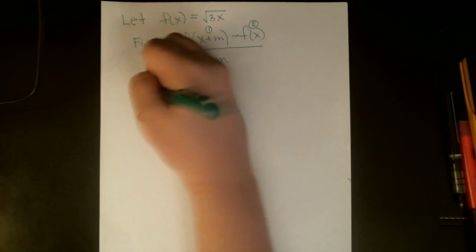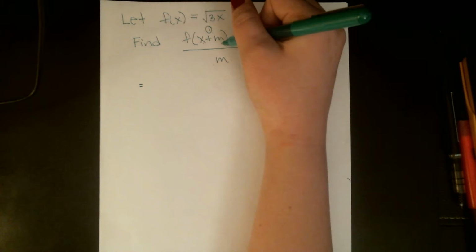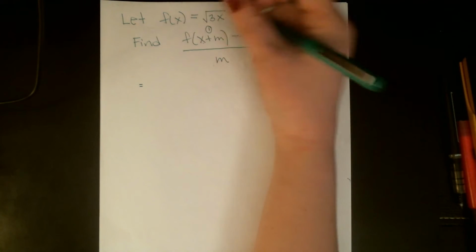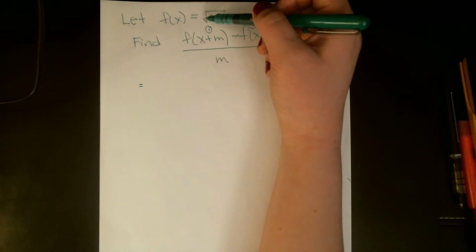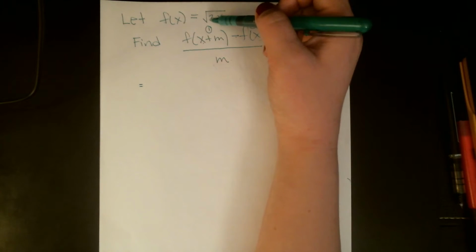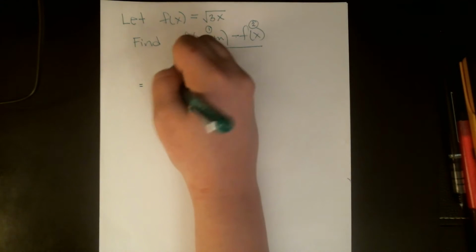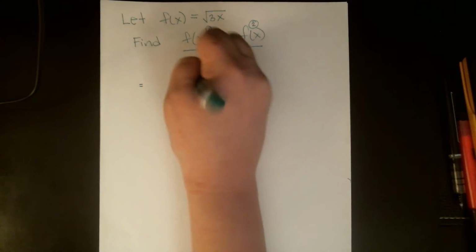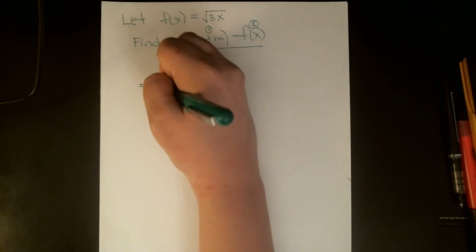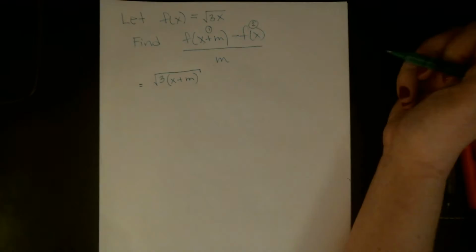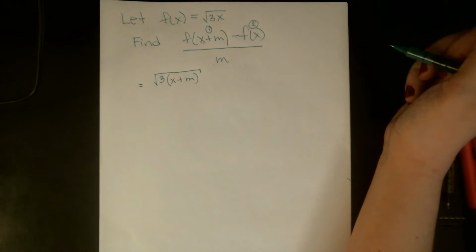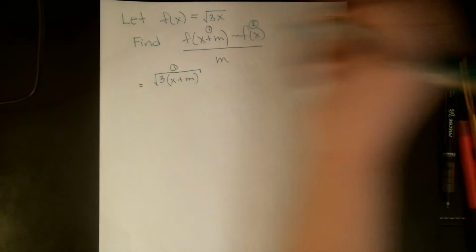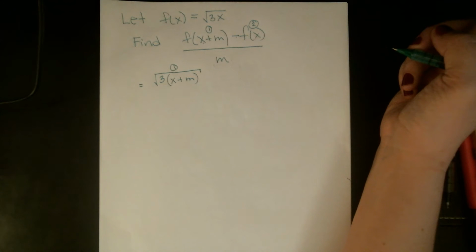Okay, so I'm going to start right down here. If I plug x plus m into my function, the rule for this function f is that it triples your input and then takes the square root. So if I give it an x plus m, it's going to triple and then take the square root. This is one of those where the parentheses are important. If you forget the parentheses, the m will not get multiplied by 3, and it should. It's part of the input. So this is my number one. This is the f of x plus m.